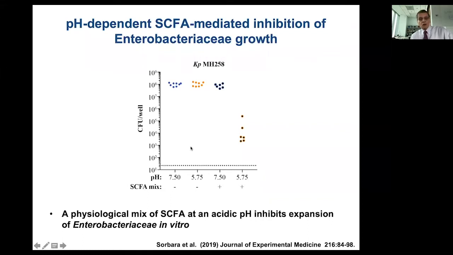Now, what Matt was able to show was that a carbapenem-resistant Klebsiella, for example, grows very happily at a neutral pH. That's not surprising. It also grows very well at a low pH at 5.75. It will grow very well in a physiologic mix of butyrate, acetate, and propionate at a neutral pH, but it will not grow if the pH is low and if you have short-chain fatty acids around. And that's because at this lower pH, these short-chain fatty acids get into the cytosol of the bacteria and drop the pH to a level in the bacteria that disables their ability to proliferate. So that turns out to be an important mechanism of keeping the populations of E. coli, Klebsiella, Enterobacter, Proteus down in the lower GI tract.